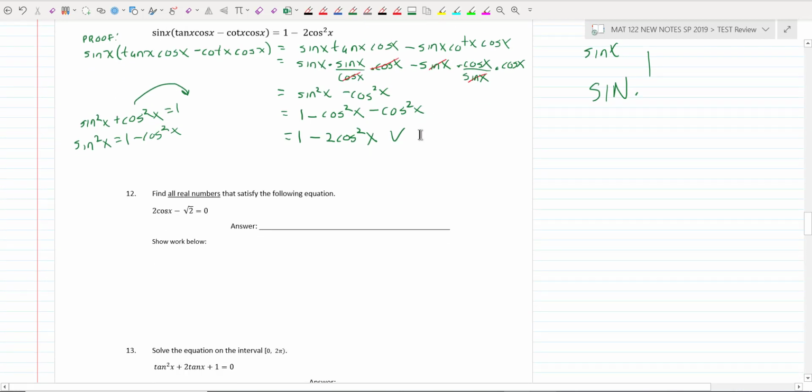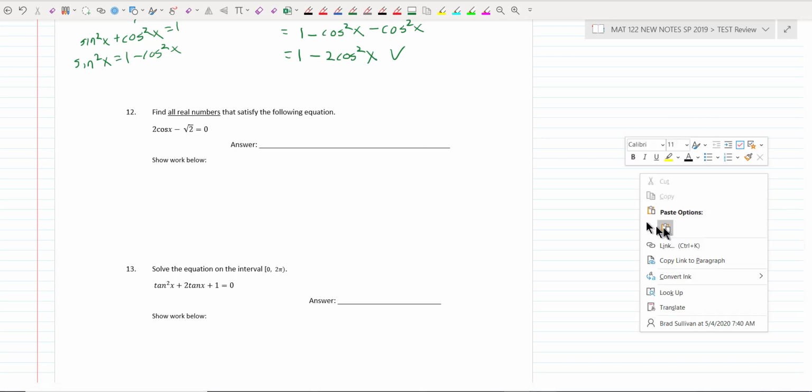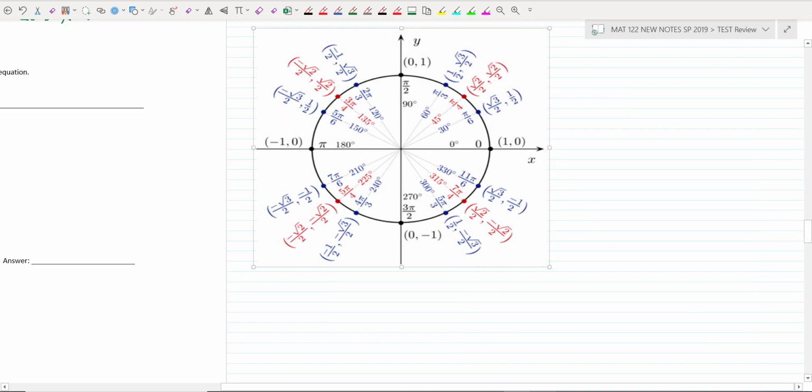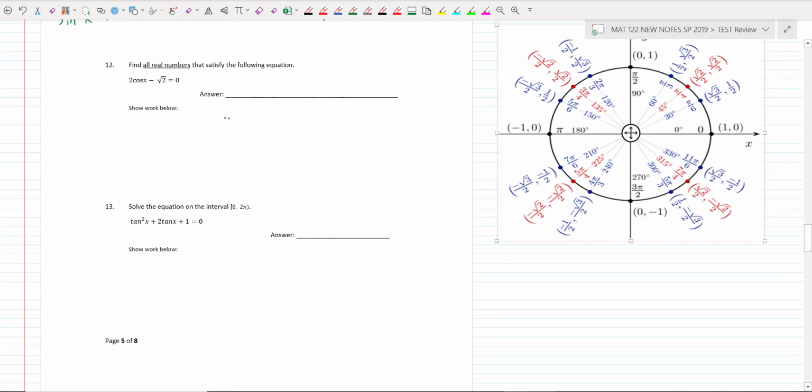Now let's review some trig equations. I've picked out the main overall types that we learned how to do. A lot of these follow the unit circle by design, but they don't have to. If they don't follow the unit circle, then you have to use a calculator. For this first problem, the first thing you want to do is isolate the cosine. Step one is just add square root of 2 to both sides, then divide by 2. So you would get the cosine of x is equal to the square root of 2 over 2.